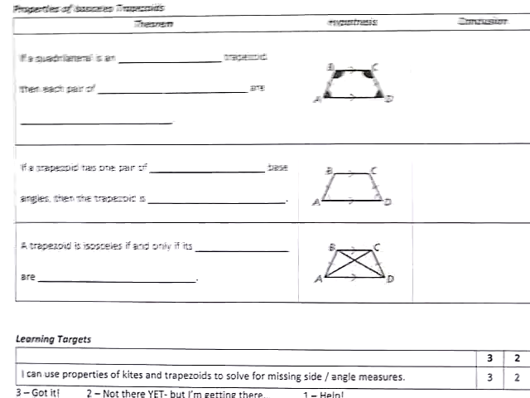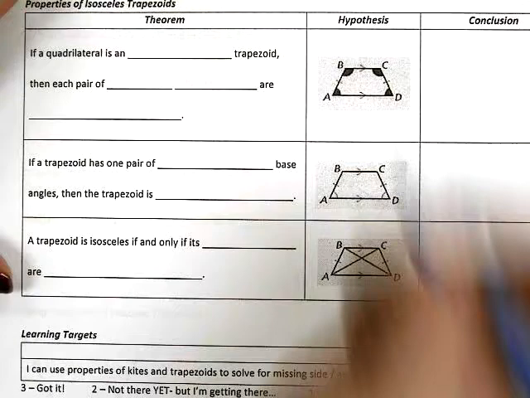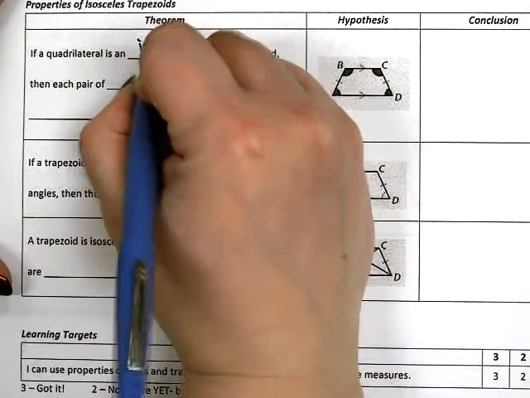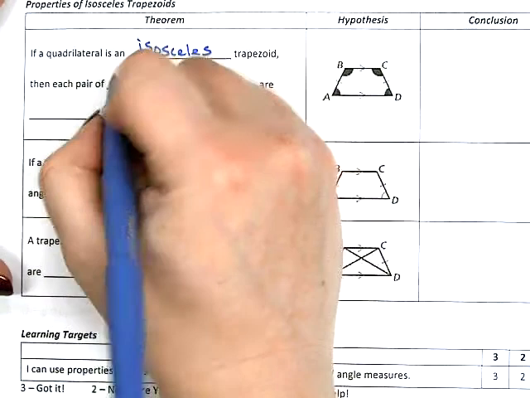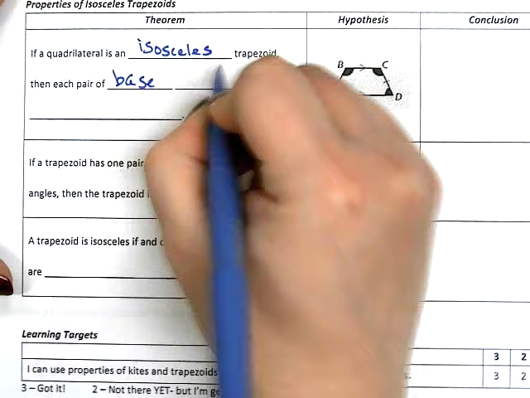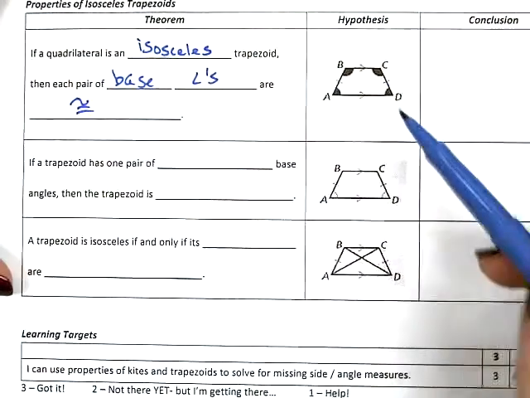Moving right along. Now we're going to talk about some theorems for isosceles trapezoids. So if a quadrilateral is an isosceles trapezoid, then each pair of base angles are congruent. All right, so take a look at this trapezoid here.